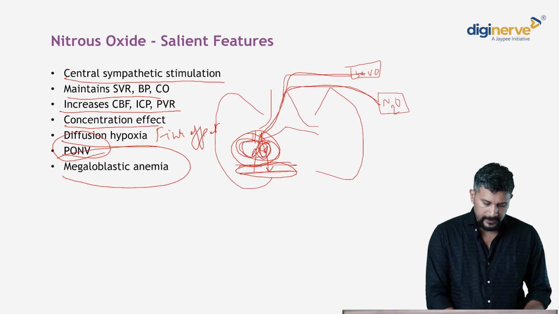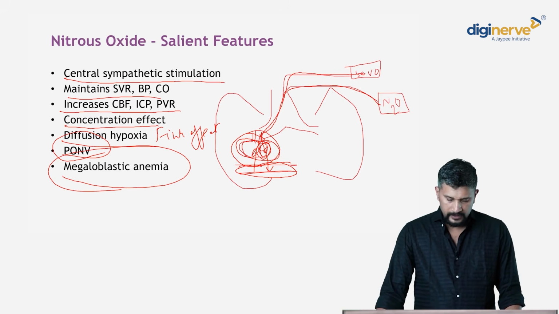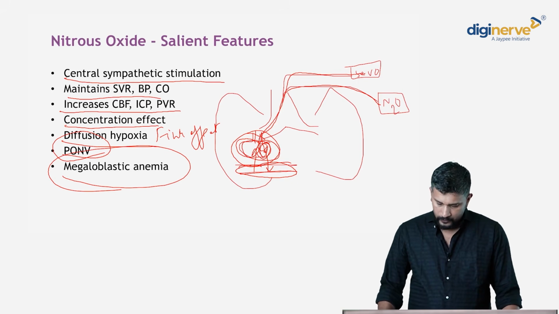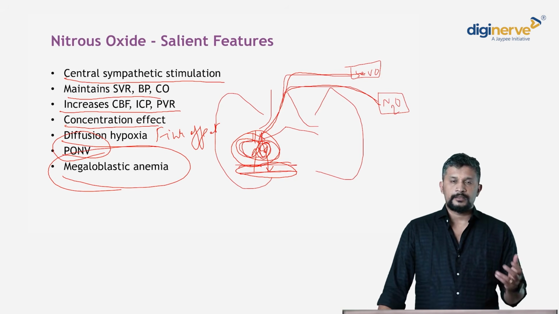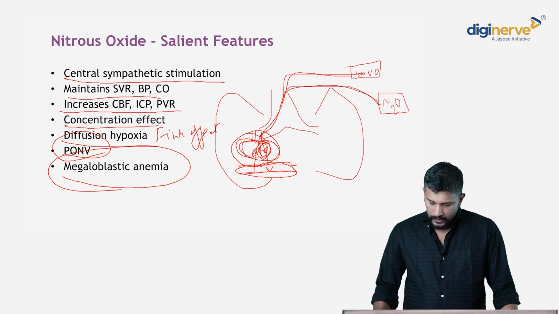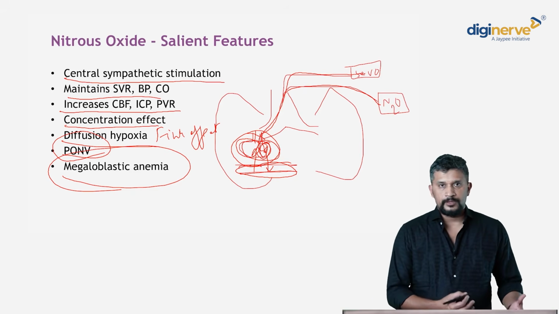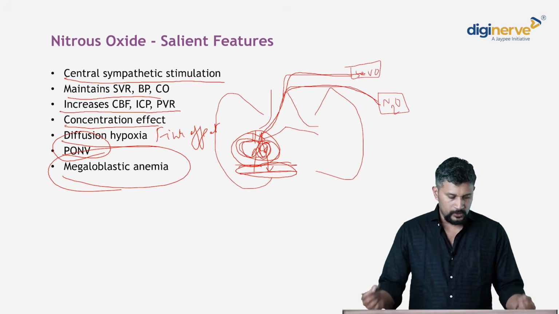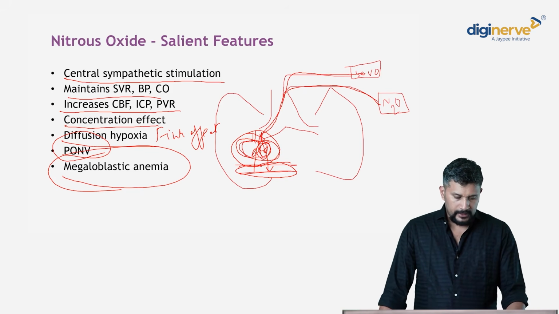And other important side effects being it is commonly associated with post-operative nausea and vomiting, can again cause megaloblastic anemia and bone marrow depression on long-term administration, which can be prevented by co-administration of folinic acid. Also, your air-filled cavities, such as in a patient with a pneumothorax or a pneumocephalus, you would not administer nitrous oxide because it would diffuse into this air-filled cavity, tend to expand in size and volume. So therefore, in these patients, nitrous oxide would be contraindicated.